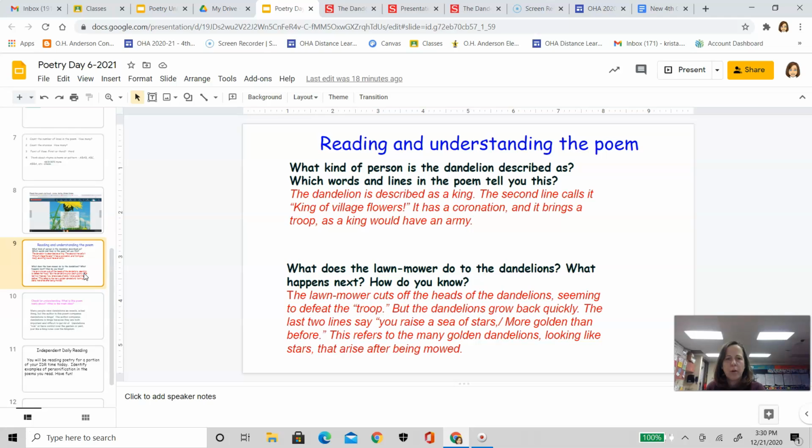What does the lawnmower do to the dandelions? What happens next? How do you know? Well, the lawnmower cuts off the heads of the dandelions, seeming to defeat the troop, but the dandelions grow back quickly. And the last 2 lines say, you raise a sea of stars, more golden than before. This refers to the many golden dandelions looking like stars that arise after being mowed.